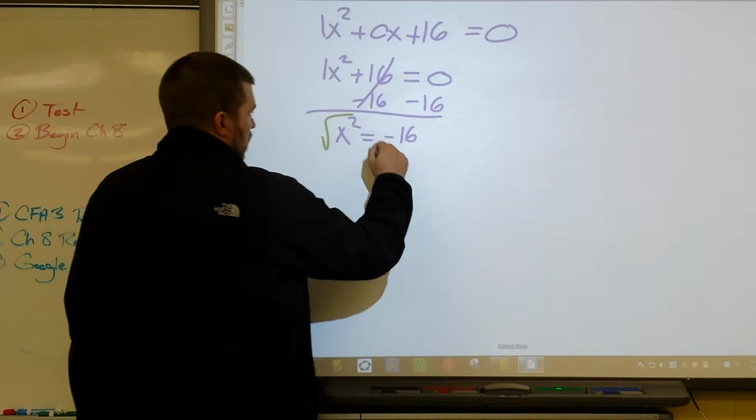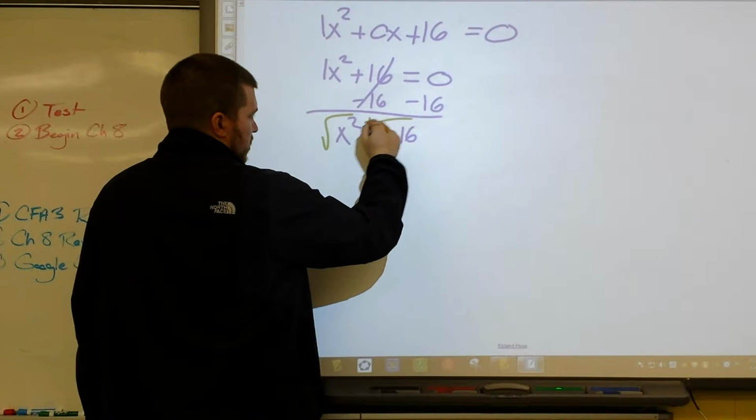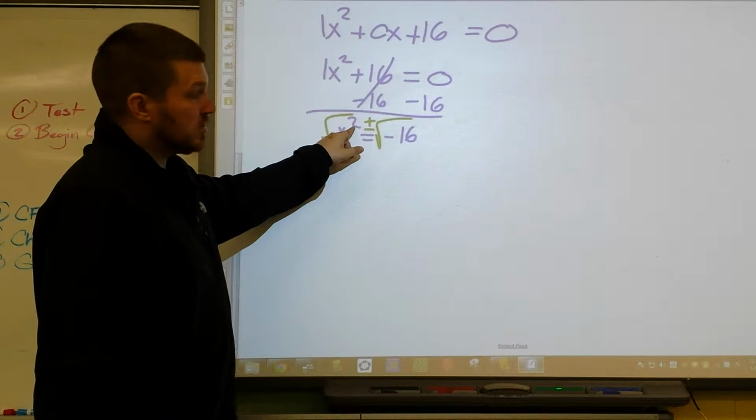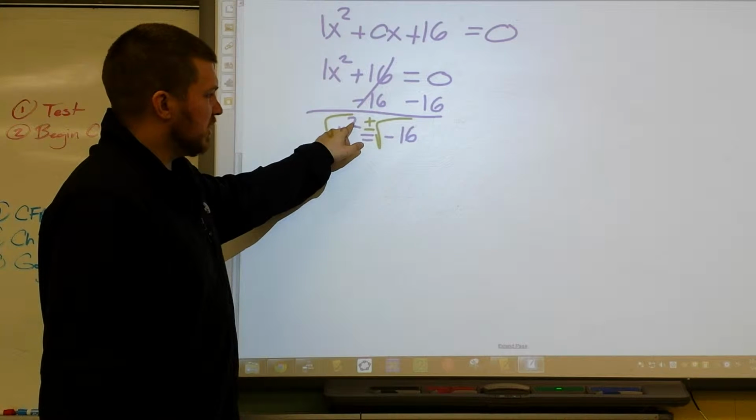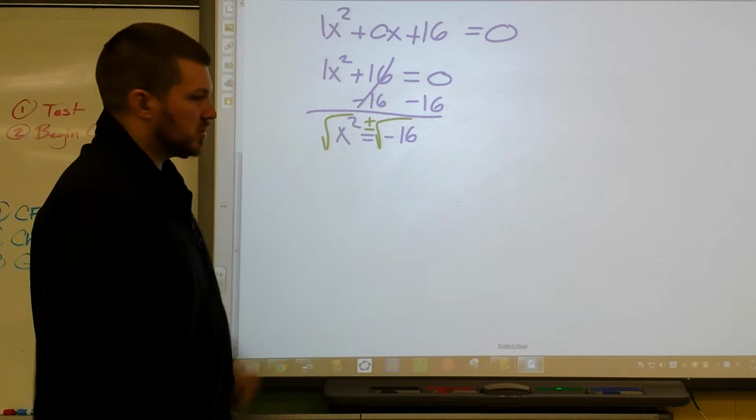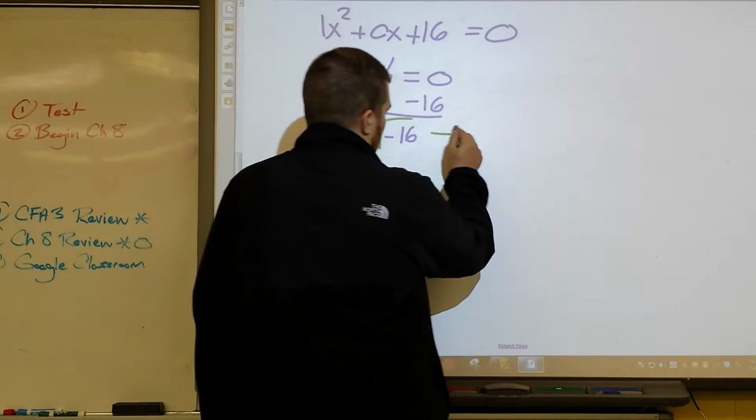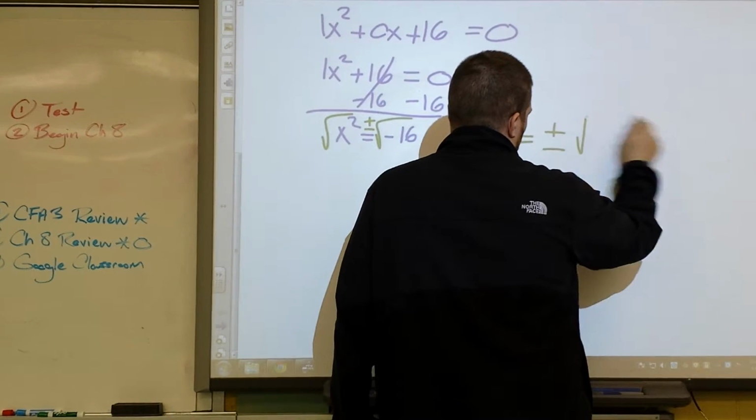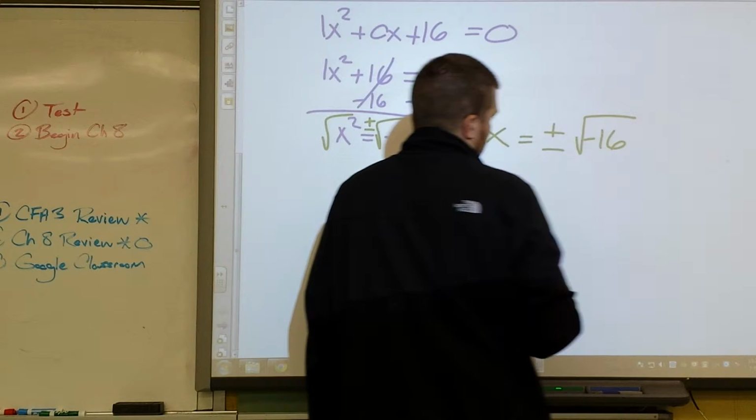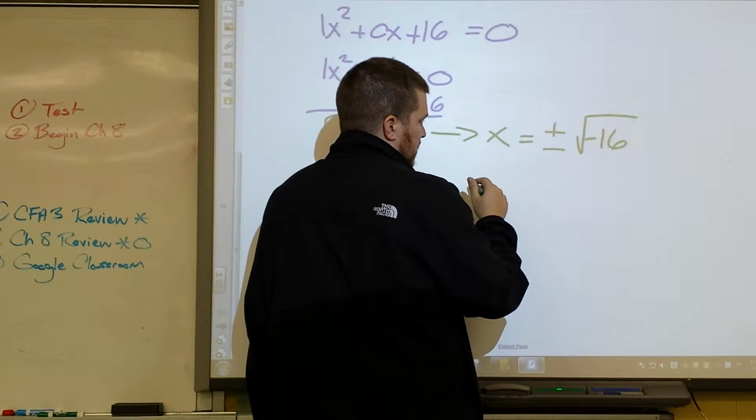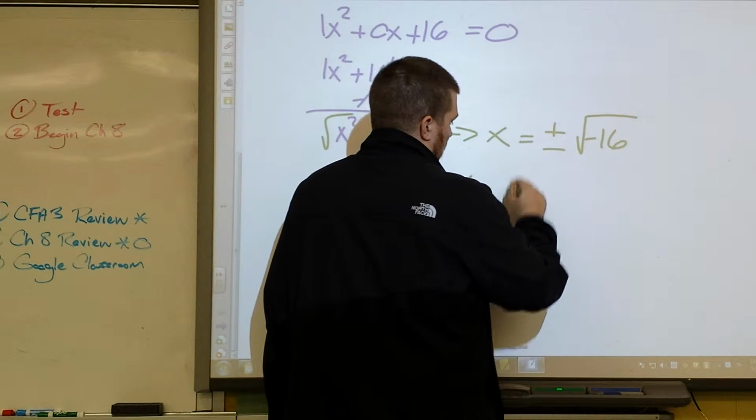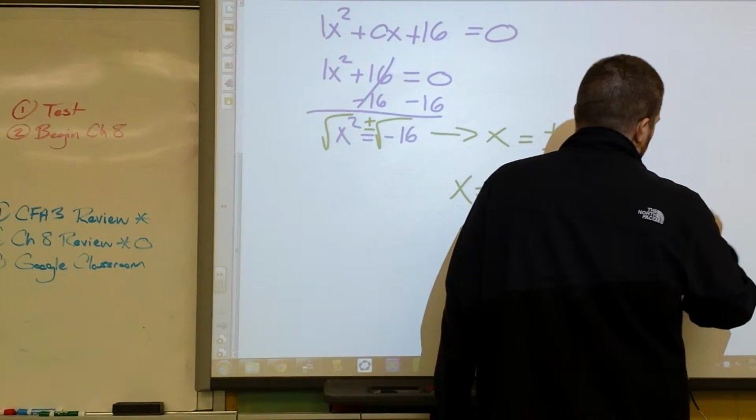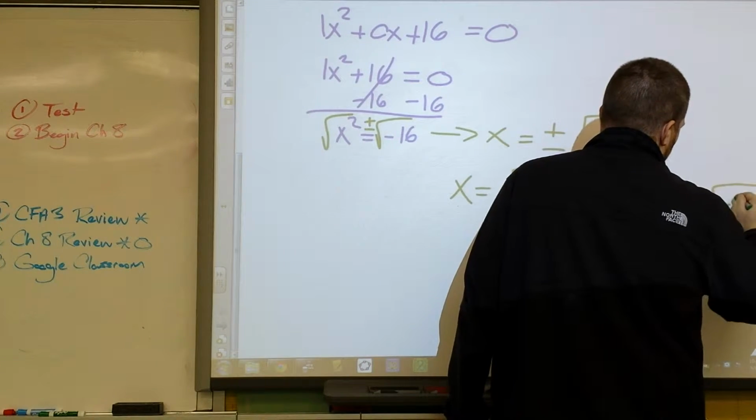Well, when I take the square root of an equation, if my power is even, you need to remember this because we talked about this earlier in the course, if my power is even and I'm taking the square root, I have to do plus or minus. So that means I get x equals plus or minus the square root of negative 16. Now you can go ahead and split this up into two pieces if you want to. x equals the positive square root of negative 16, and x equals the negative square root of negative 16.